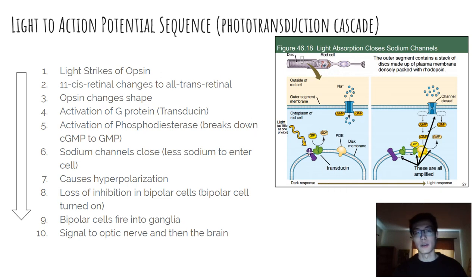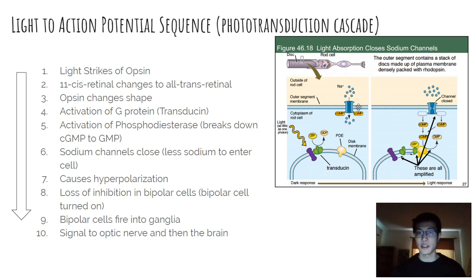In addition, the opsin itself also shifts in its shape. This causes the activation of a G protein called transducin. Transducin takes GTP and hydrolyzes it to form GDP, so it's using a hydrolysis reaction to gain energy. The activation of the G protein also causes the activation of PDE, or phosphodiesterase. Now, this phosphodiesterase actually breaks down cGMP, or cyclic GMP, and turns it into normal GMP.